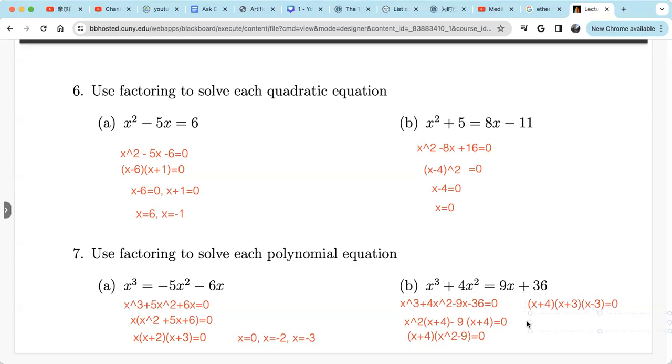So by the zero property, that means x plus 4 can be 0. X plus 3 can be 0. And x minus 3 can be 0. So solve each one of these. X equals negative 4, negative 3, and positive 3. So 3 solutions also for this polynomial degree 3 equation.